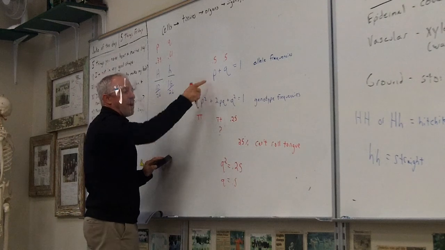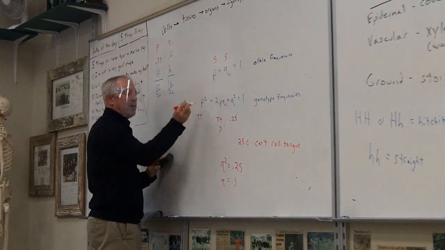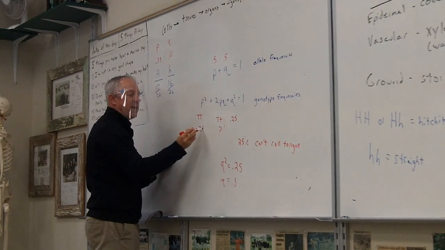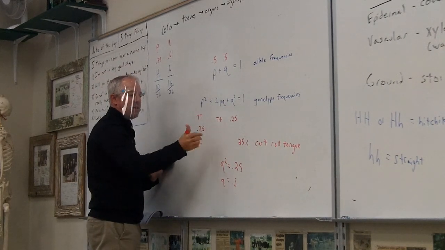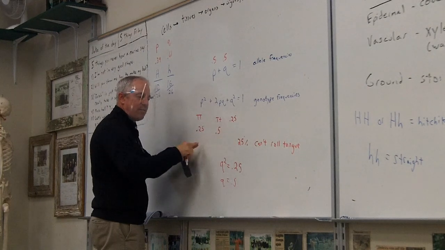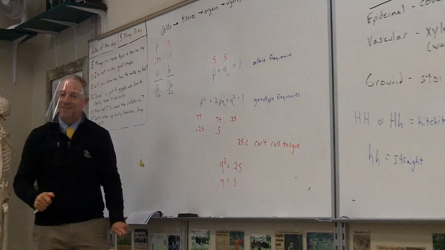So what percentage of the population will be homozygous dominant? P squared. 25%. 0.25. And what percentage of the population will be heterozygous? 0.5. You can do that in your head because 0.25 and 0.25 add up to 0.5. It's got to equal 1, so this one's got to be 0.5.